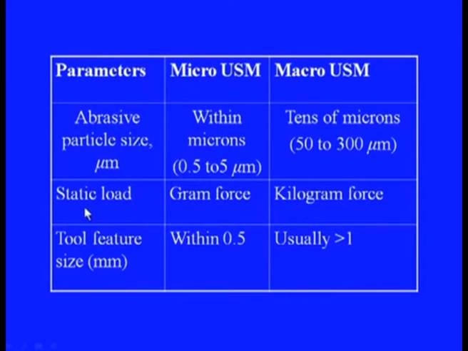Then as far as the static load is concerned, in case of micro USM it is in the gram force, whereas in the macro USM it is in the range of kilogram force. As far as the tool features are concerned, tool features are nothing but that defines the size of the tool. Let us talk about the diameter in terms of millimeter of the tool. So, it will be within 0.5 millimeter in case of micro USM, and usually it is greater than 1 millimeter in case of macro USM. So, thereby we can see now the differences between the micro USM as well as macro USM, which is to a very generalized extent it is the micro domain of the basic ultrasonic machining is being performed.